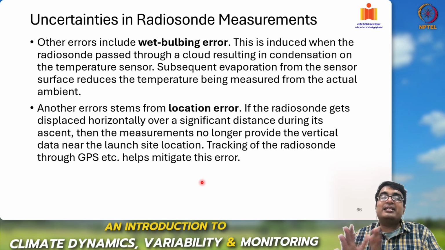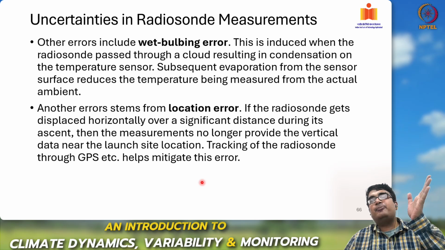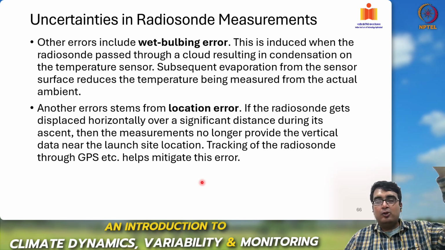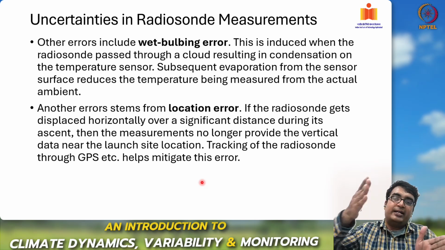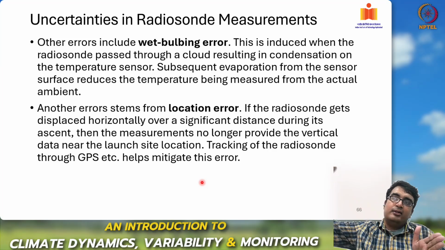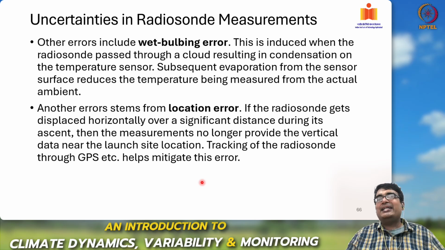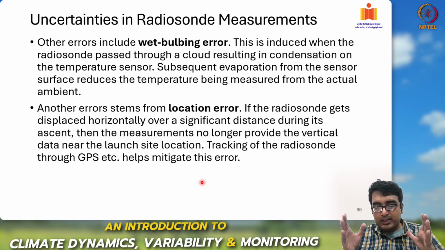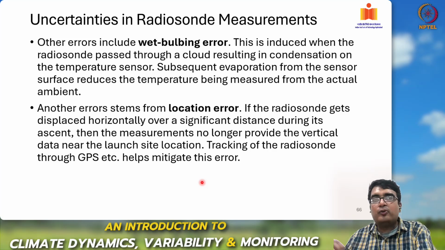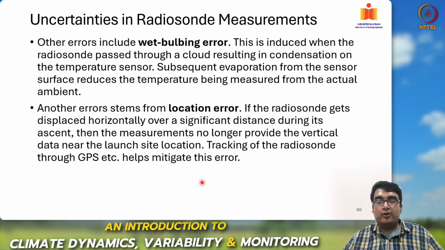If the radiosonde gets displaced significantly in the horizontal direction due to winds, then it is not measuring the vertical profile of the station or at a certain location vertically up. It is finding points over a large spread of geographic locations. Okay. Then analyzing that data becomes difficult and it may induce a significant amount of errors. So tracking data of the radiosonde is critical in order to analyze how much location error has happened and how to compensate for it.